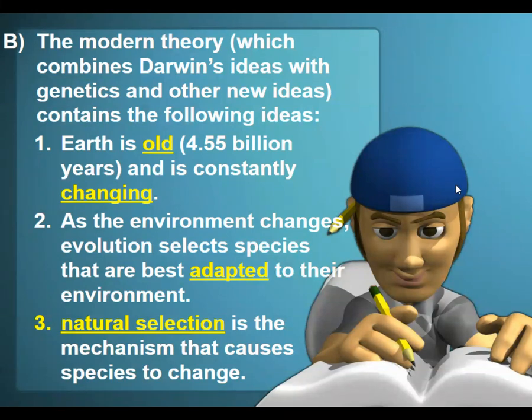Number one, Earth is old. It's very, very old, 4.5 billion years old, and it's constantly changing. This is something that we know. Number two, as the environment changes, evolution selects species that are best adapted to their environment. So species don't just change to become better in their environment. They're born with these adaptations that allow them to survive in a different environment. And number three, natural selection is the mechanism that causes species to change. The best fit are the ones that survive.